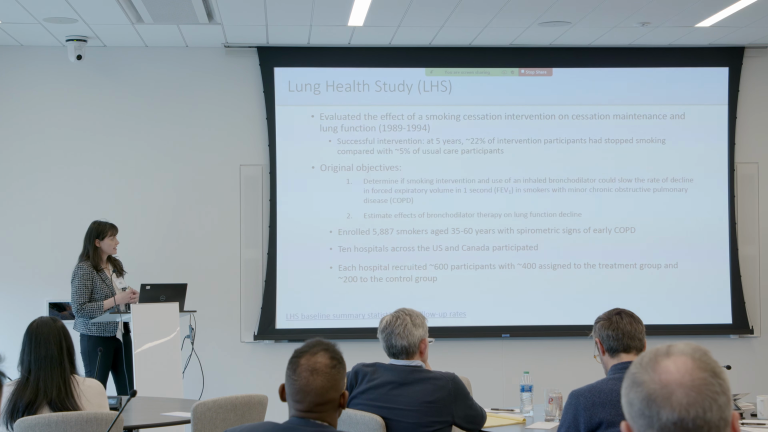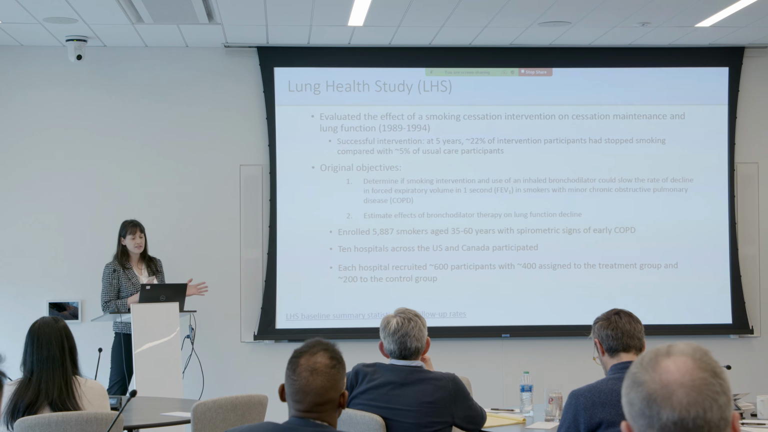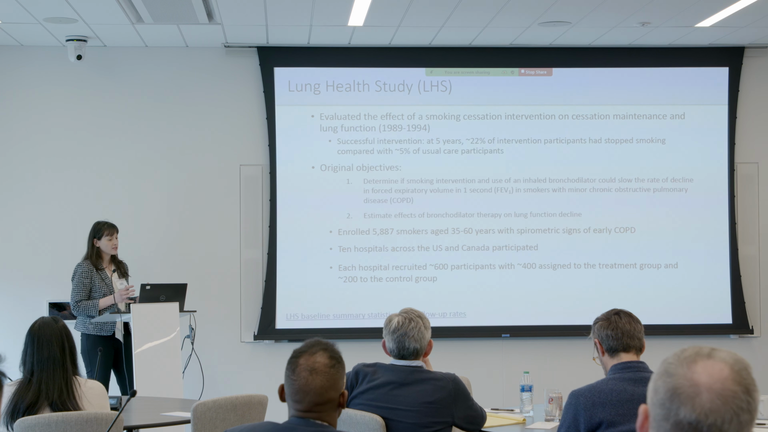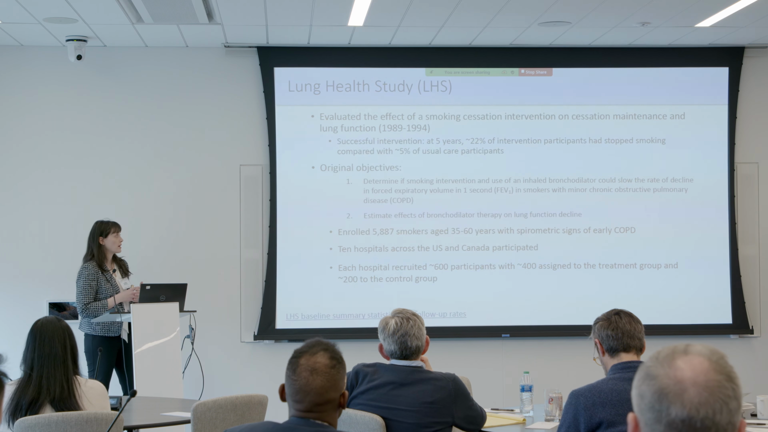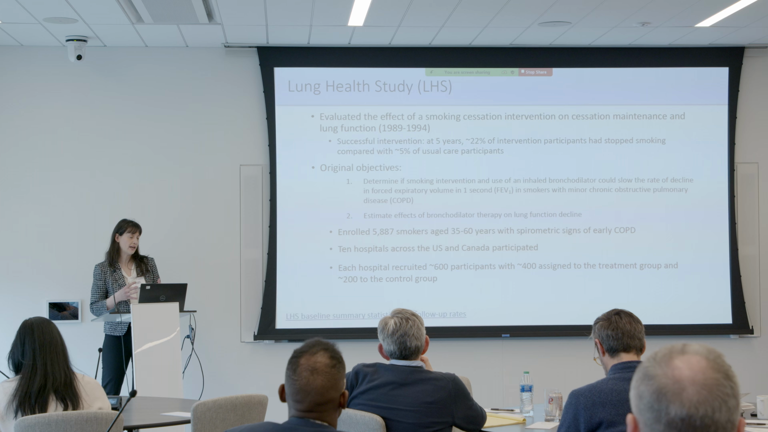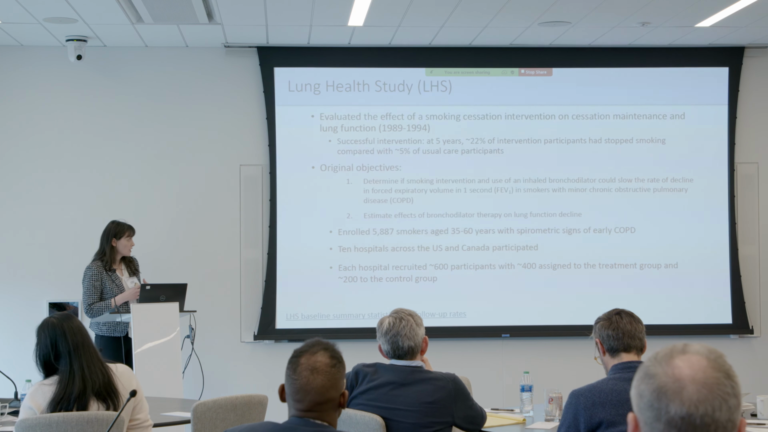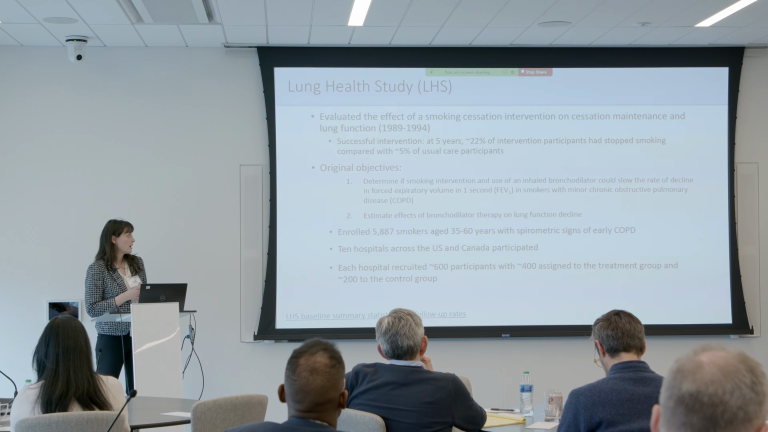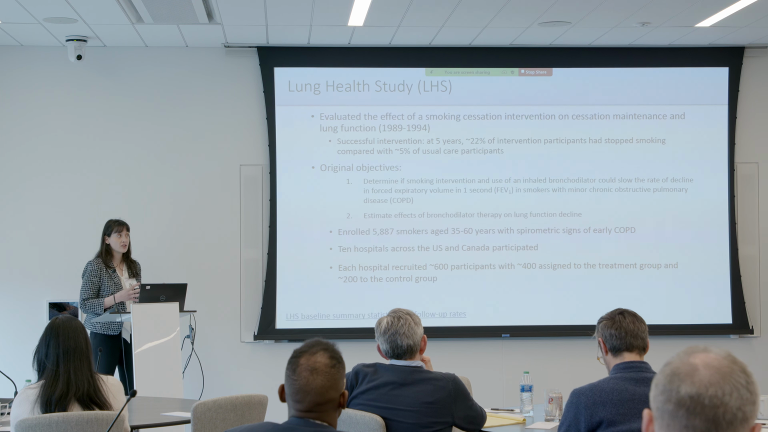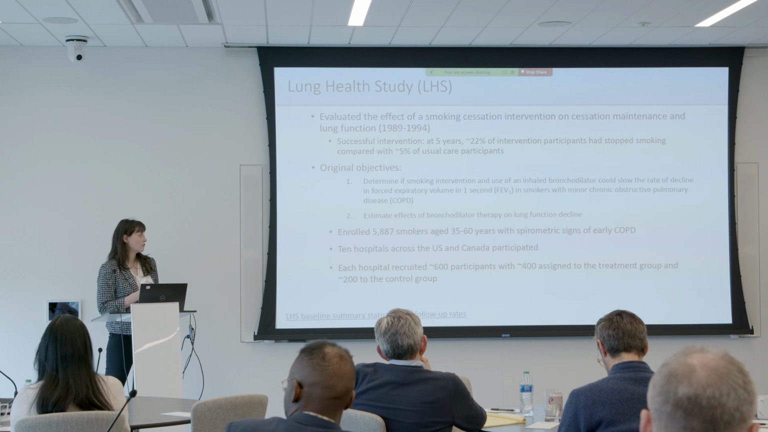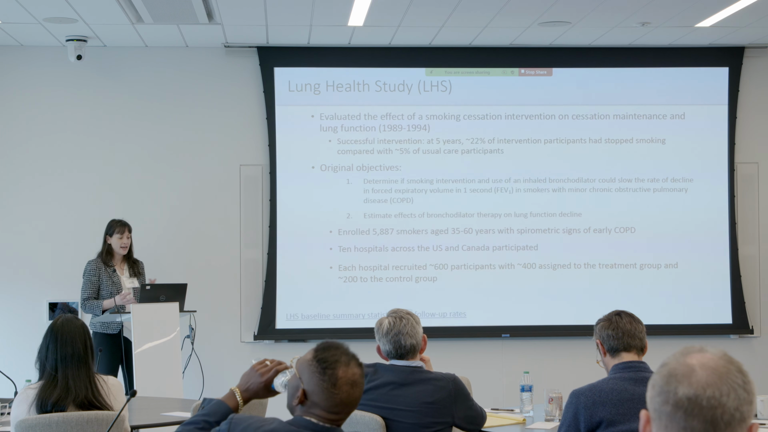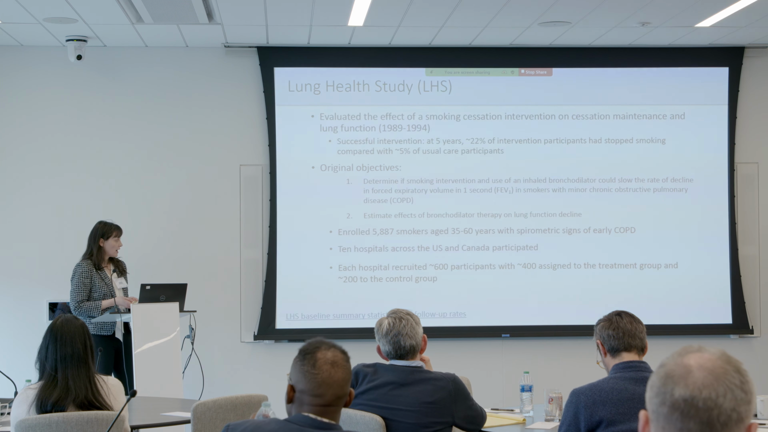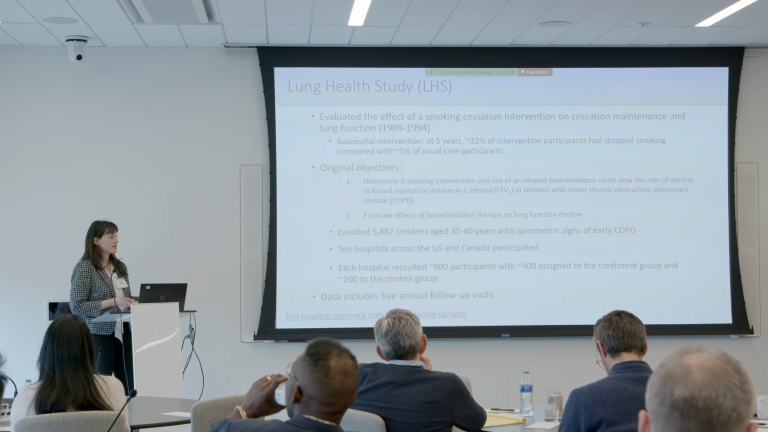They enrolled 5,880 smokers who were aged 35 to 60 years with spirometric signs, again, of early COPD. These were heavy smokers, smoking around 30 cigarettes per day on average. This was done in 10 hospitals across the US and Canada. Each hospital recruited around 600 participants, with about 400 assigned to the treatment group and 200 to the control group. And the data includes 5 annual follow-up visits.